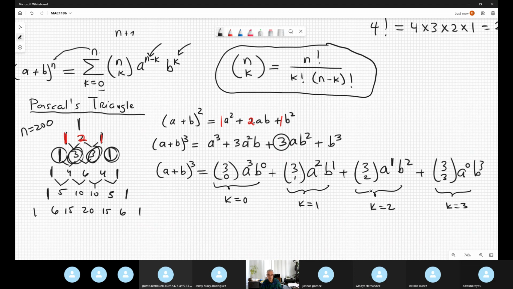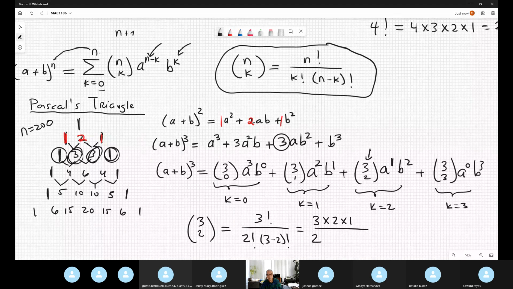Okay, now, for example, let's pick this. This is combinatory number 3,2. It's equivalent to say 3 factorial divided by 2 factorial times (3 minus 2) factorial. This is the formula. 3 factorial is 3 times 2 times 1. 2 factorial is 2 times 1. And 3 minus 2 factorial is 1 factorial, which is just 1. The bar is cancelled and the answer is 3. Do you understand?